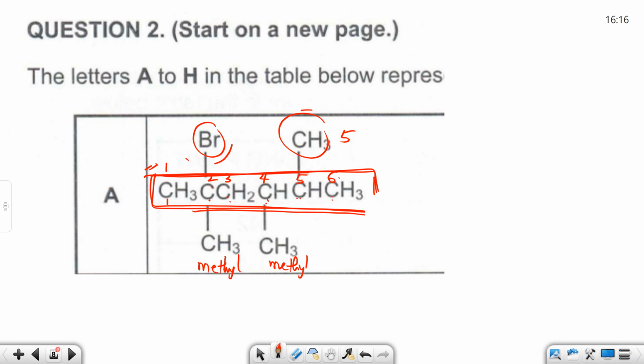Carboxylic acid. All other ones, the functional groups take preference. Here, because it's derived from an alkane, the bromine doesn't take preference over the methyl group, and the methyl will not take preference over the bromine. We look at the one closest to the end.